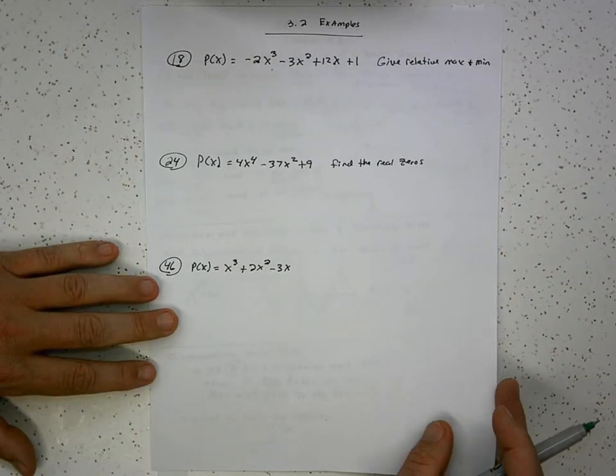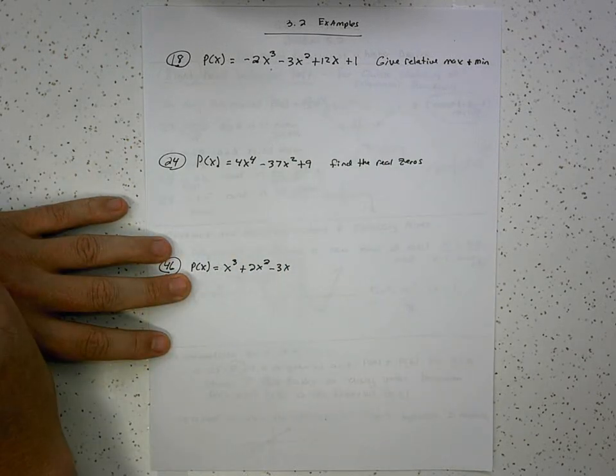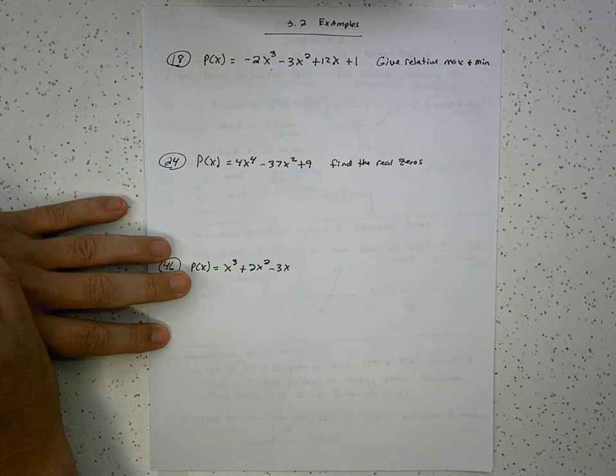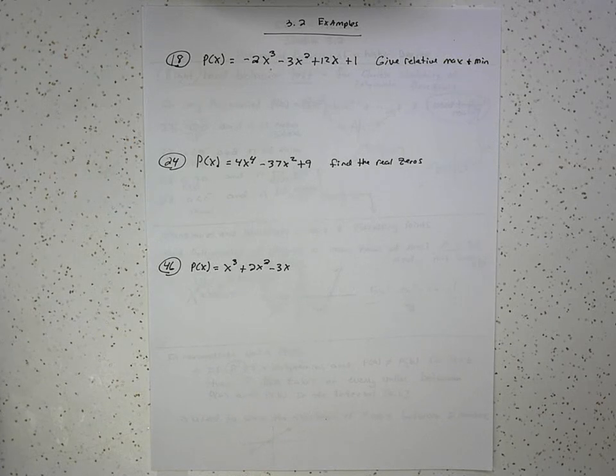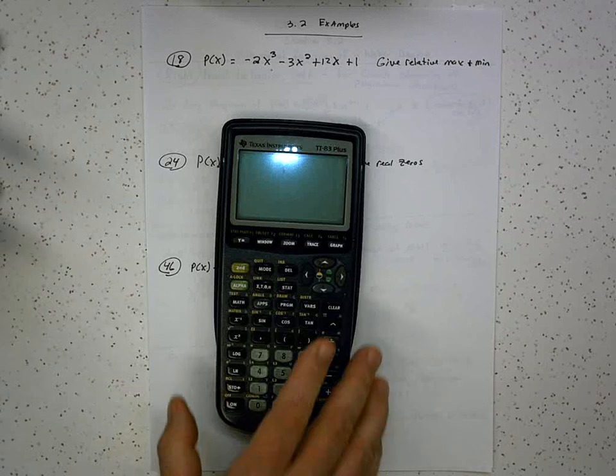A couple of examples for you guys. They want us to give the relative maximum and minimum of this function. This is number 18 in section 3.2. I'll read the whole directions. It says, use a graphing utility to graph each polynomial. Use the maximum/minimum feature of the graphing utility to estimate to the nearest tenth. So we're actually using a graphing utility for these, and I'm going to show you how that goes.